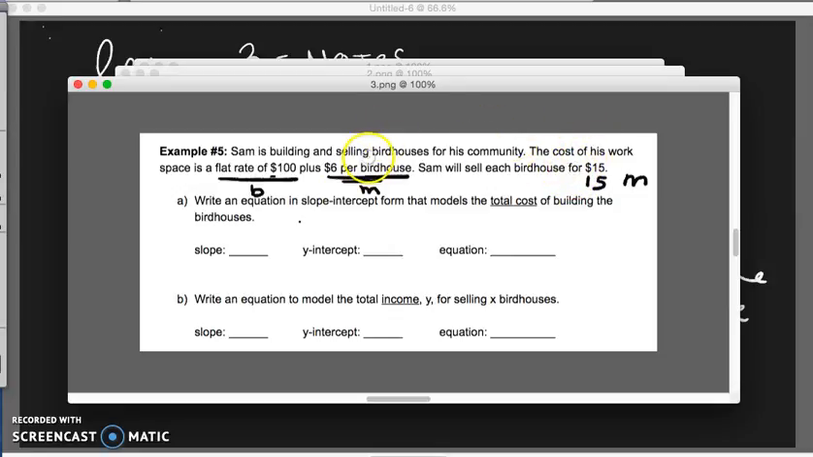So the cost and the income are going to be two entirely different equations. So just think about a business. You have to buy stuff or make something, and it's going to cost you money. But then you kind of inflate the price when you sell them to make a profit. So the cost in our case is going to be how much money it takes him to build the birdhouses. So your slope would be $6 plus a one-time fee of $100 for his workspace. So y equals 6x plus 100. That's how much it costs him to make his birdhouses.